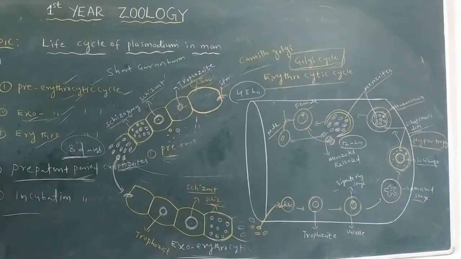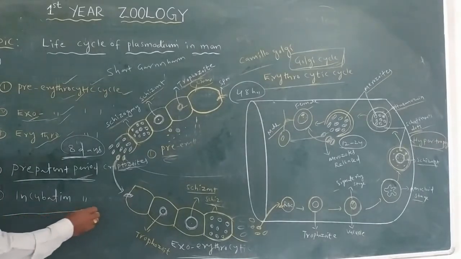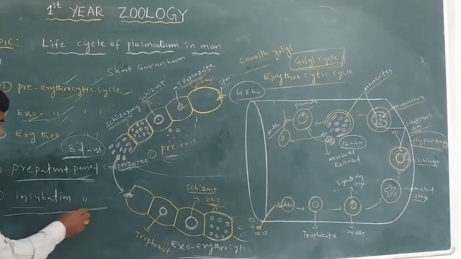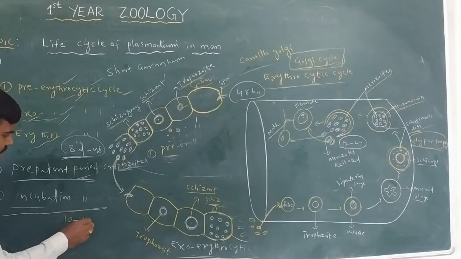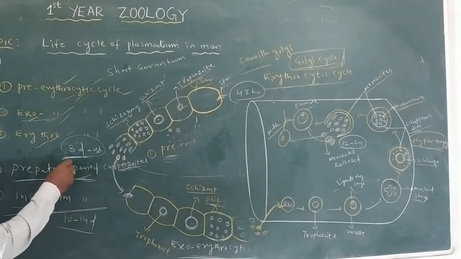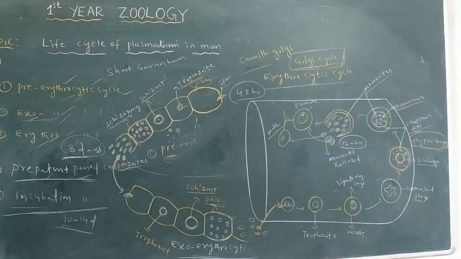The incubation period is the interval between the first entry of Plasmodium into the blood, the formation of sporozoites, and the appearance of malaria symptoms. What is the incubation period? Plasmodium vivax enters the blood, sporozoites form, and then the formation of malaria symptoms is called the incubation period. This period lasts 10 to 14 days.